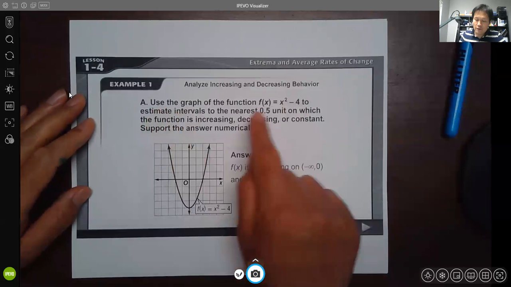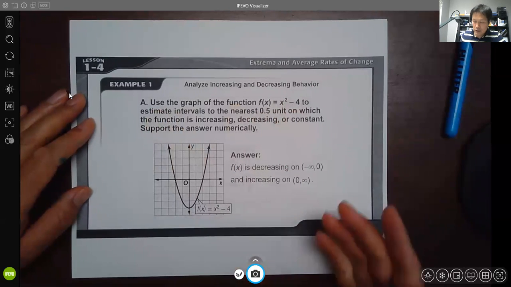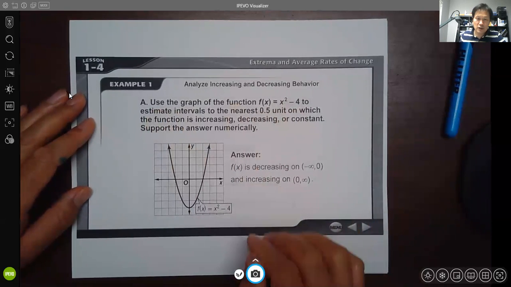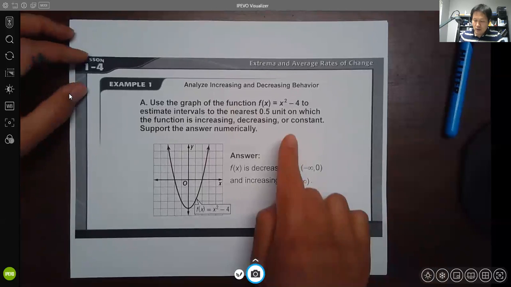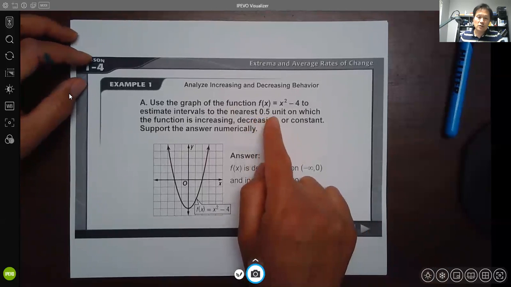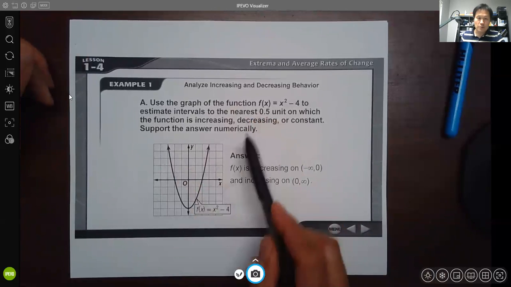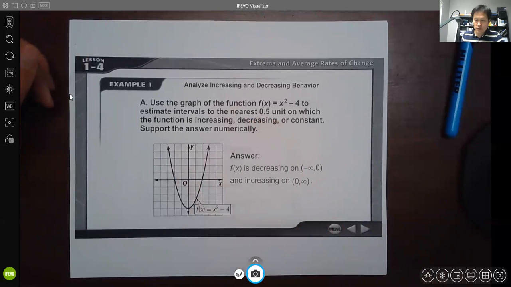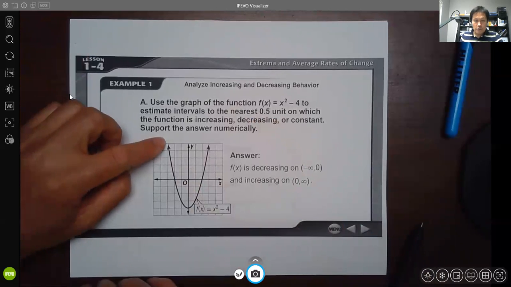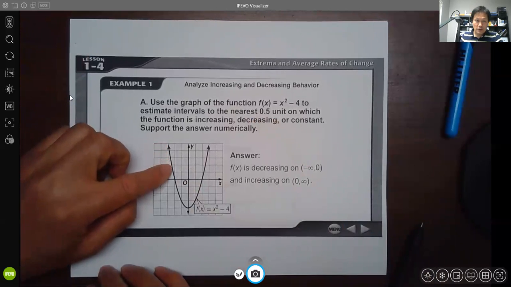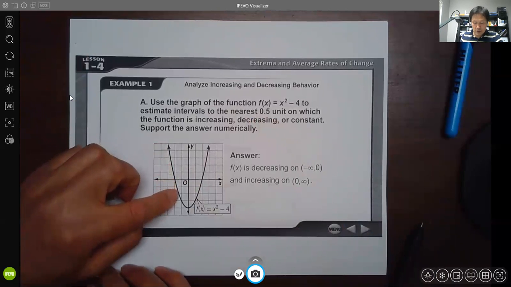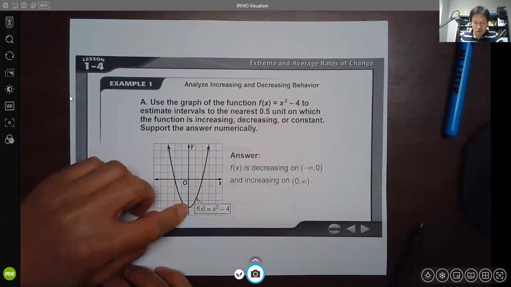Okay, use the graph of the function. Say, where is it increasing, where is it decreasing? It says near to 0.5 unit. Just try to answer as accurately as possible. You don't have to worry about 0.5. So, as you move to the right, what happened? Decreasing, decreasing, decreasing. It's decreasing until here.